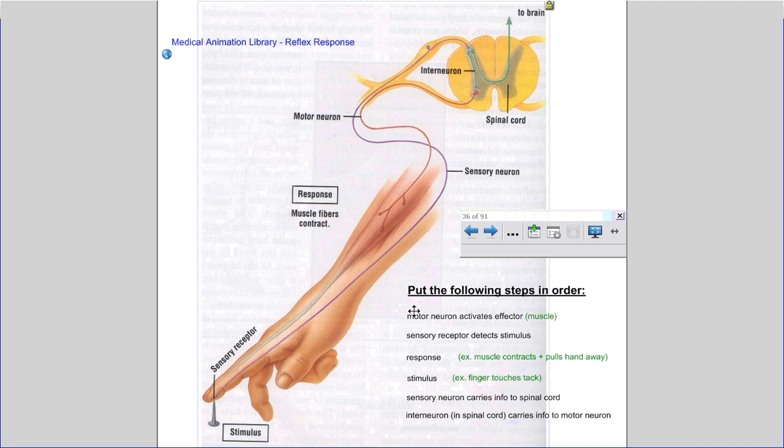So your job is to put these in the proper order. Can you do that? You can do them by just numbering. We'll maybe pause it just for a sec and then I'll show you the answers.